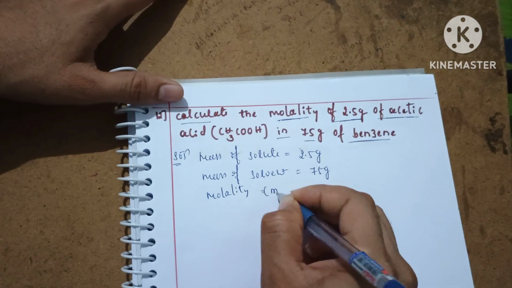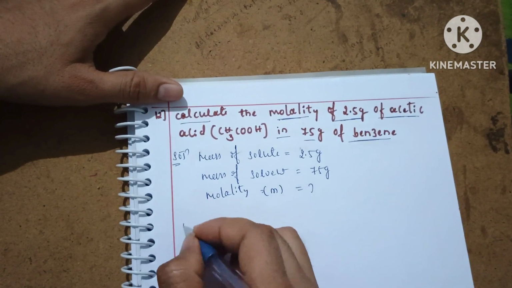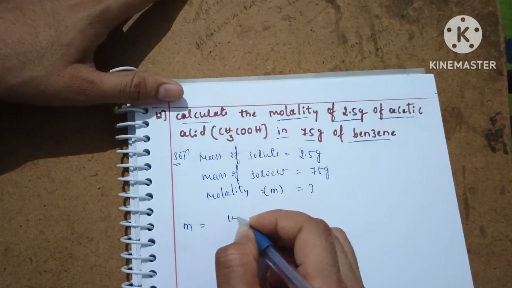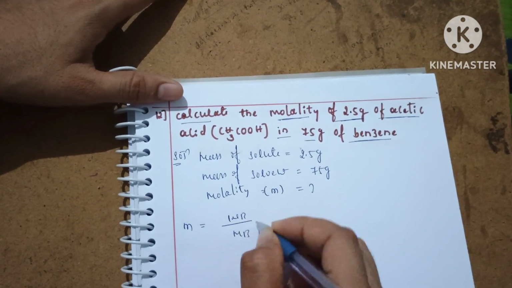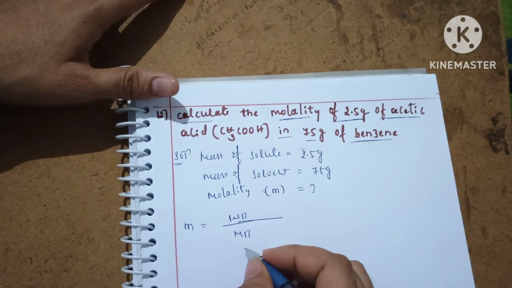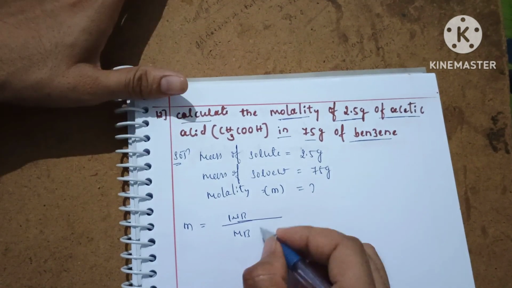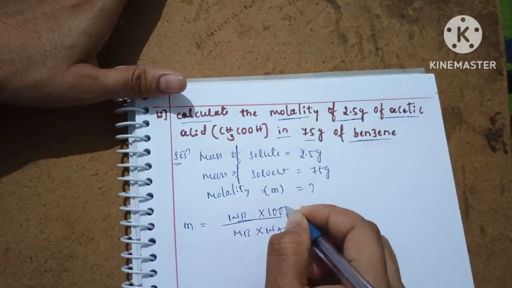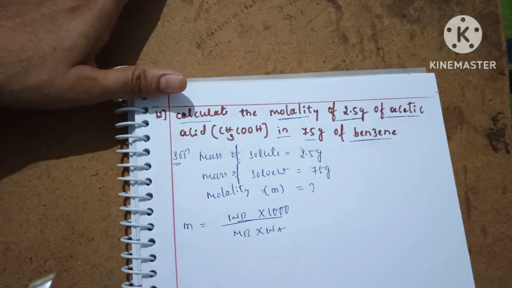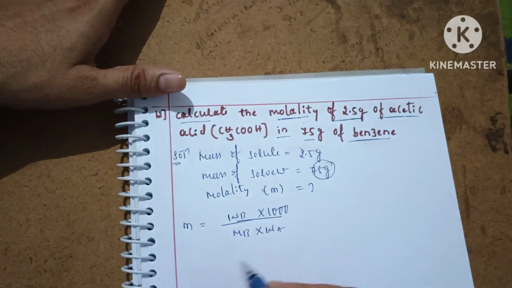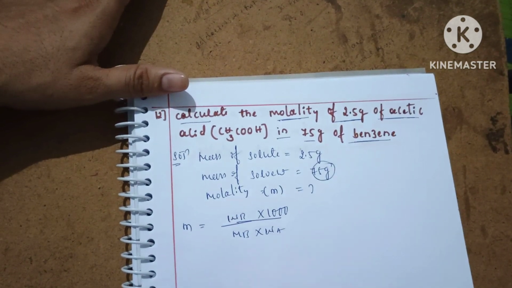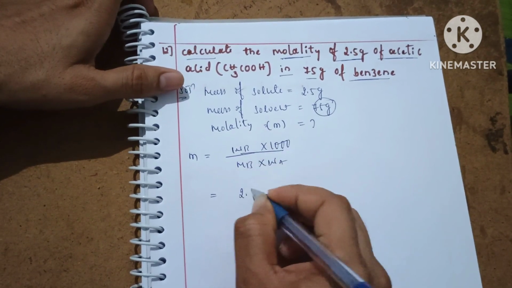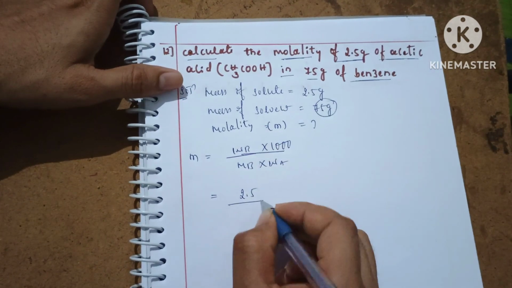As we know, we have to calculate molality, that is small m, which is equal to how much? For molality we use a formula: given mass by molar mass, and here instead of using volume we use the mass of solvent, that is W of A, and multiply by 1000 if it is given in gram. Of course he has given in gram, so we are multiplying by 1000. Therefore small m is equal to given mass, that is 2.5 of acetic acid.